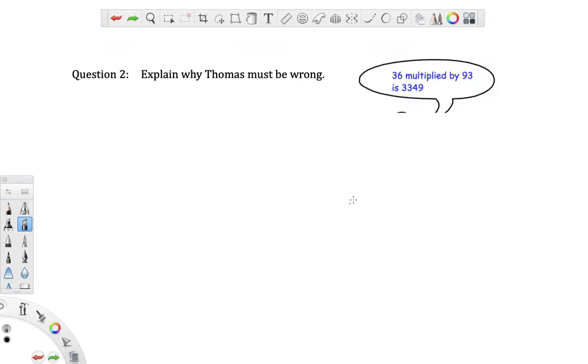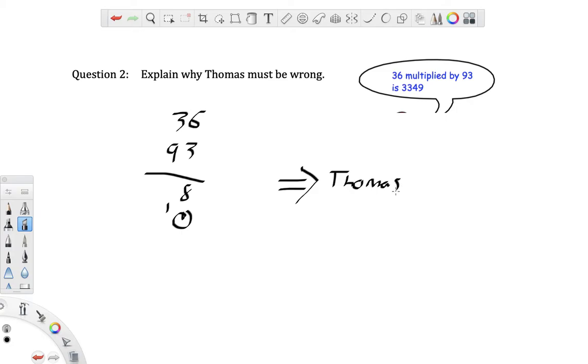Explain why Thomas must be wrong. Thomas says 36 multiplied by 93 is 3,349. If we attack this question in the same way that we did the other questions, if we just check the units, we've got 3 times 6. 3 times 6, that's 18. And then we know there's going to be a 0 down here. His answer should be ending in an 8, not a 9. So therefore, we don't even need to check the rest of it. Thomas is wrong.